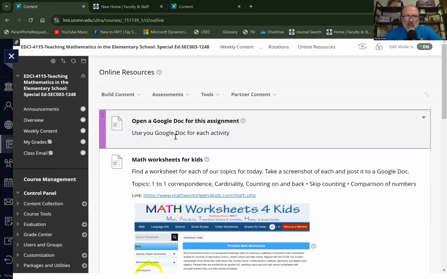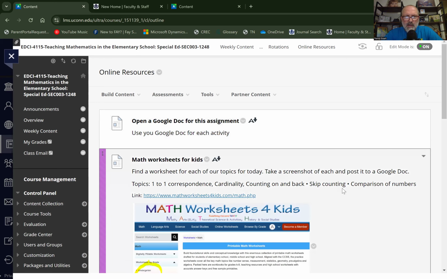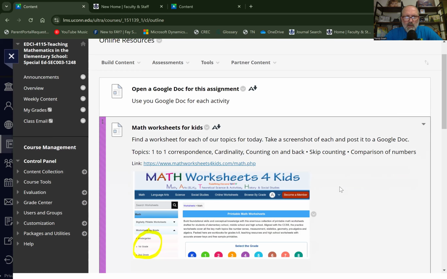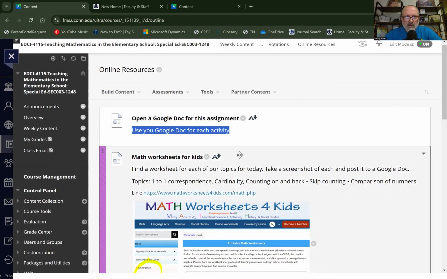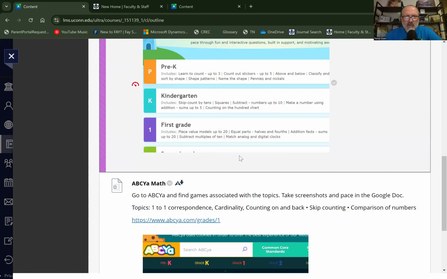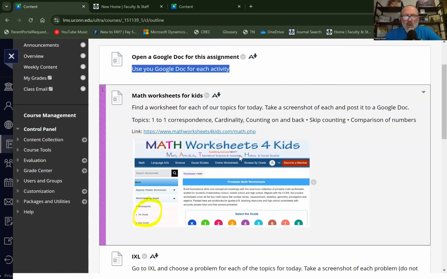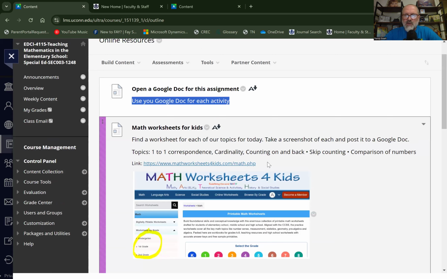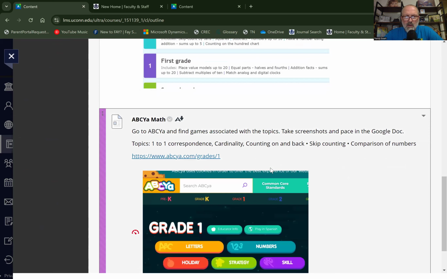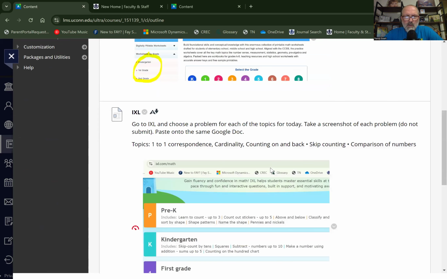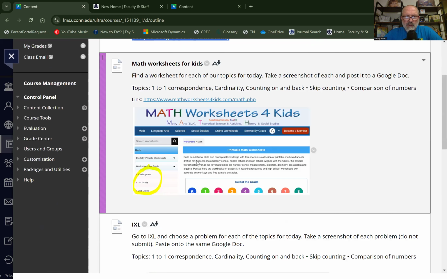So for online resources, there are 3 that we're going to look at. And what I'm asking you to do is create a single Google Doc. Use a single Google Doc for the 3 activities that I have. The first one is one website with handouts, and I'll share some others, but I want you to go through this one. The second is iExcel, and the third one is a game website. So let's look at the worksheet handout.